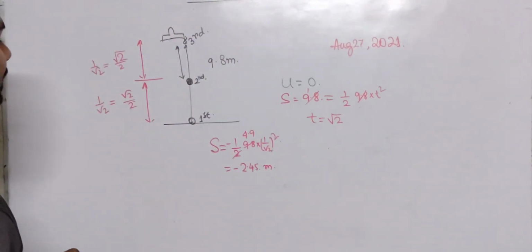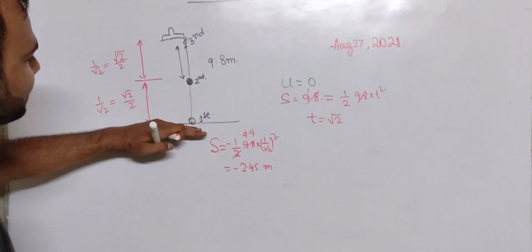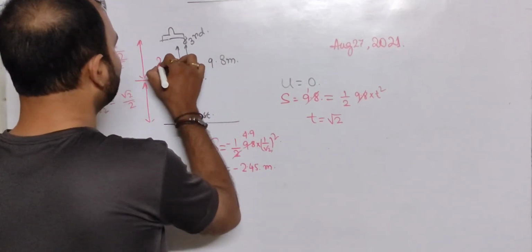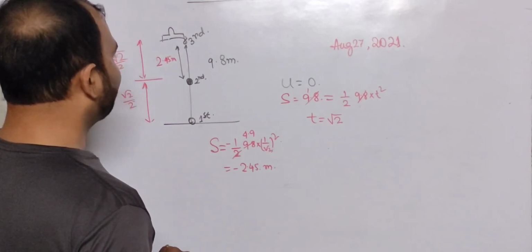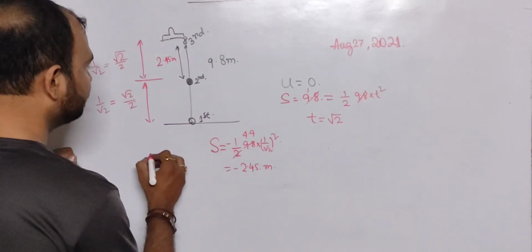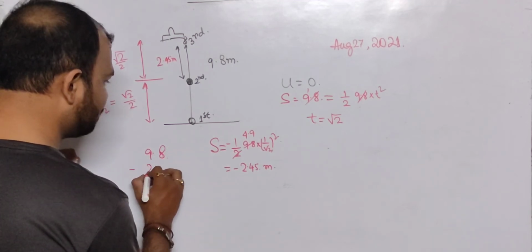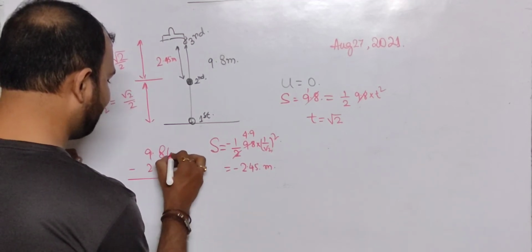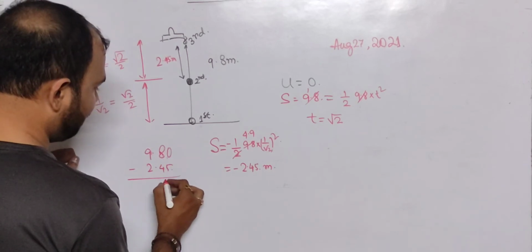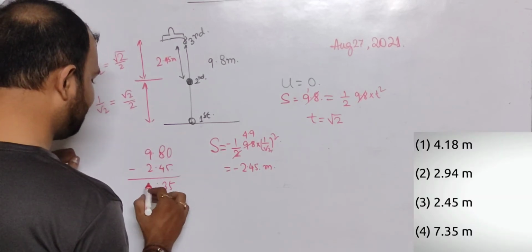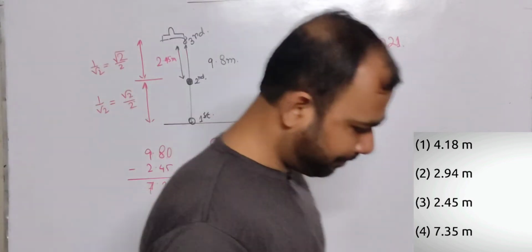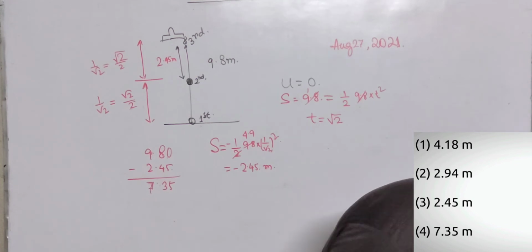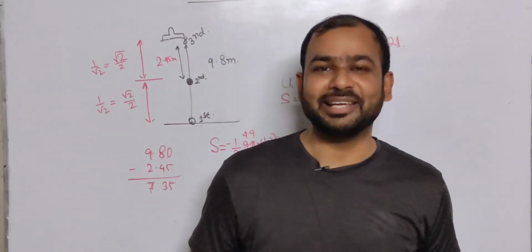2.45 meter. So what is the distance from the floor? The distance of the second drop from the floor is 9.8 minus 2.45, 7.35. Am I right? 7.35. The correct option is option D. Moving on to the next question. Next question on your screen.